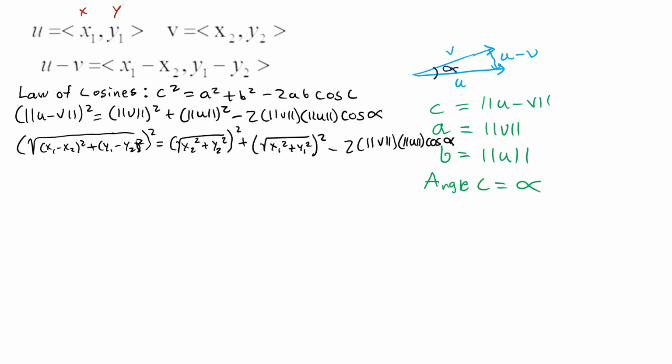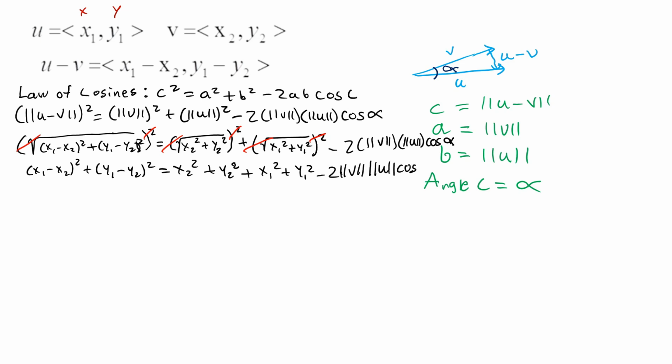Okay. So now we'll see here that the squares will cancel. And we'll get x1 minus x2 the whole squared plus y1 minus y2 the whole squared equals x2 squared plus y2 squared plus x1 squared plus y1 squared minus 2, I'm going to skip the parentheses, that's what I'm just going to write, magnitude of v, magnitude of u, cosine of alpha.